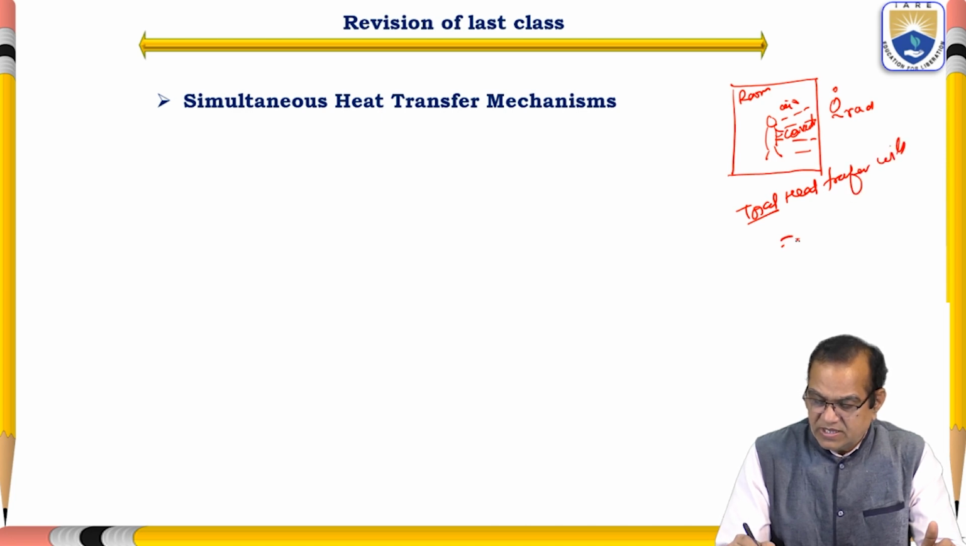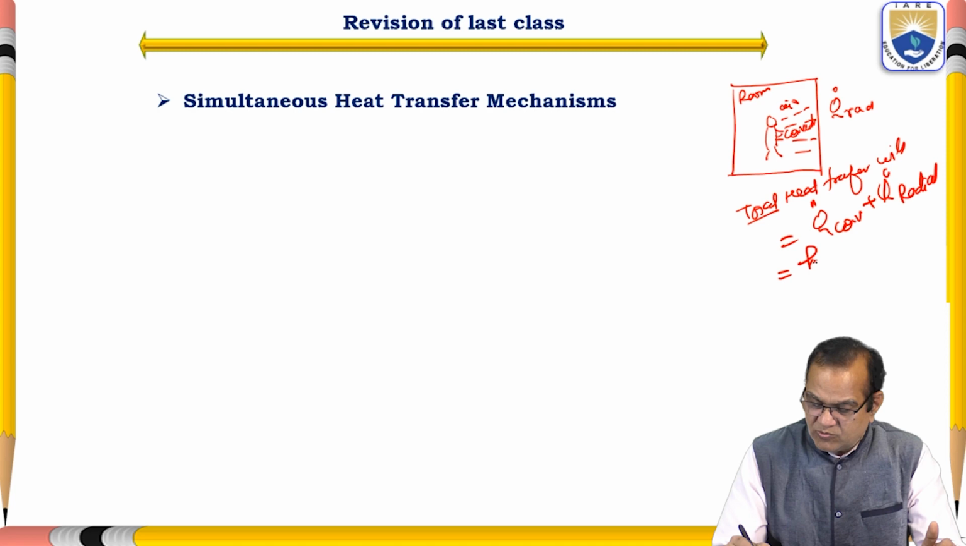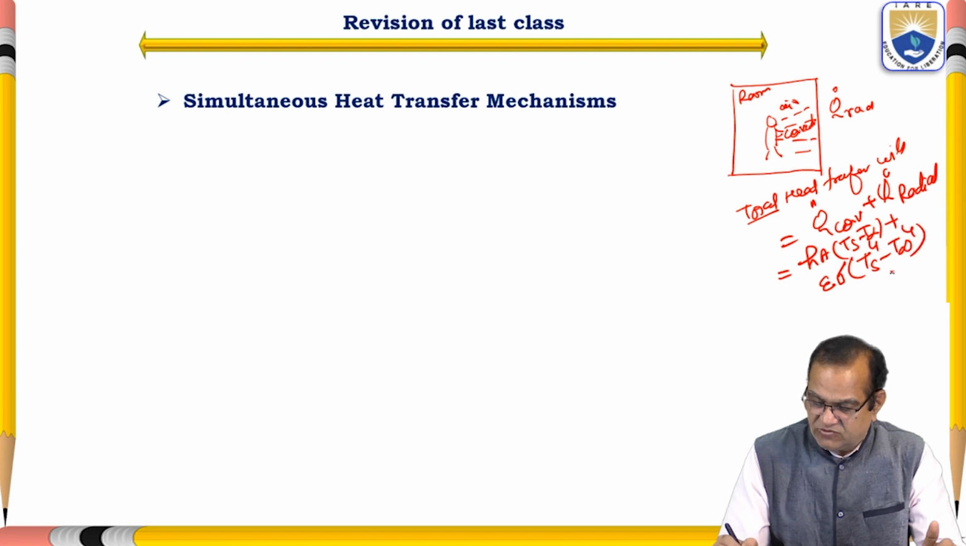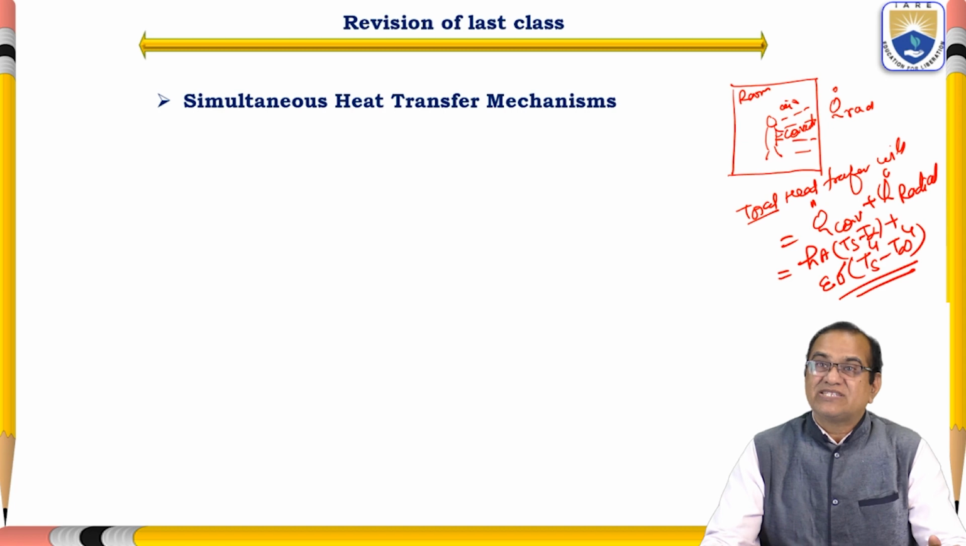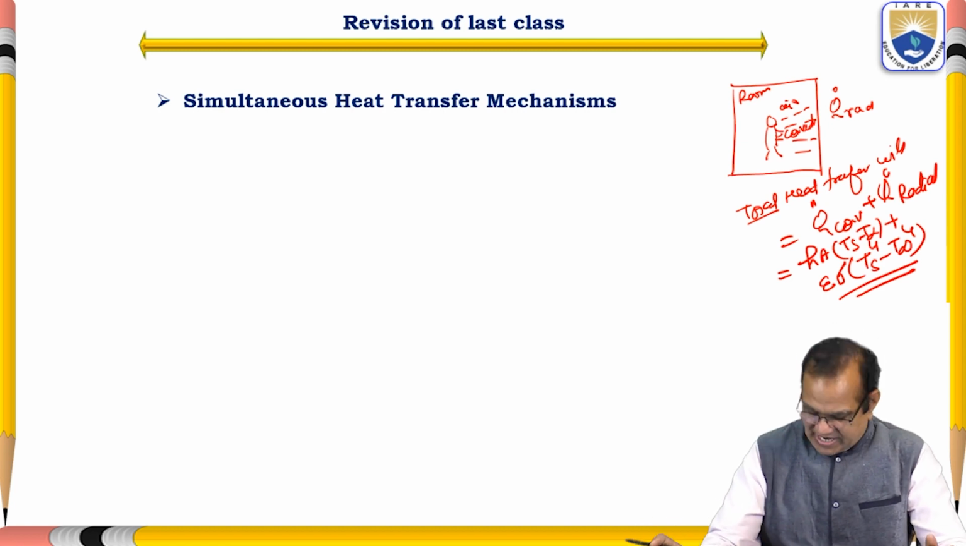will be Q dot by convection plus Q dot by radiation. So you have to use the formula hA(Ts minus T infinity) plus epsilon sigma (Ts to the power 4 minus T infinity to the power 4). So this is the summation for the simultaneous heat transfer mechanism.